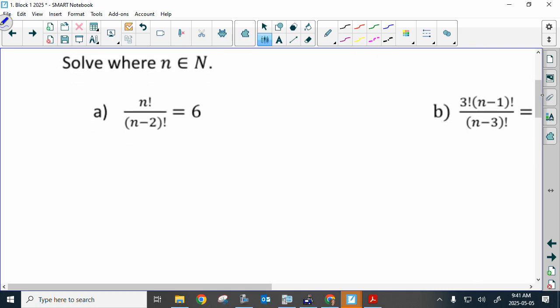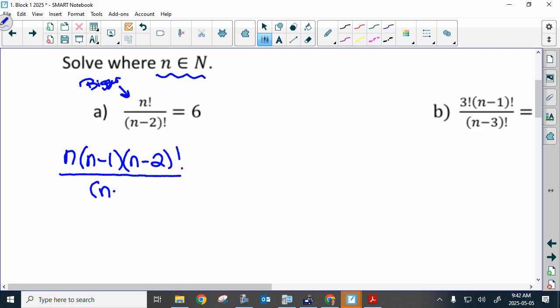I can simplify this expression. I'm going to solve this, remembering that n is an element of the natural numbers. And by definition, if we're saying that n is an element of the natural numbers, anything that's not natural has to get rejected. Okay? So when I look at this one, I can see that this is the bigger value. So that's the one I'm going to start expanding. This is going to be n. 1 less than n is n minus 1. 1 less than that is n minus 2.